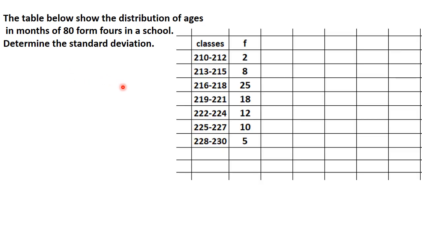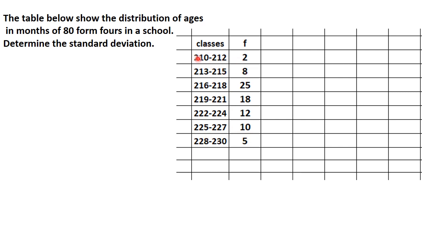We're told that the table below shows the distribution of ages in months of 80 Form 4s in a school. So determine the standard deviation. All right, that's a table there. We have the Form 4s and the number of them. So, sorry, we have the ages and the number of Form 4s.